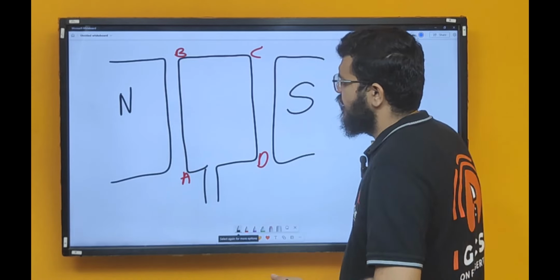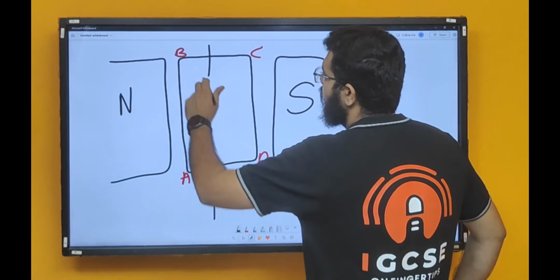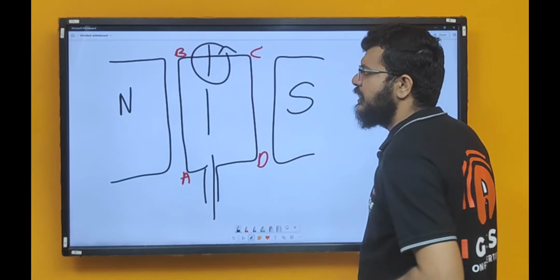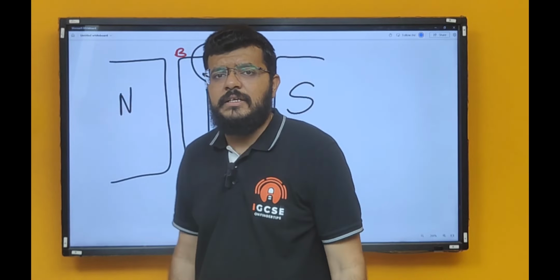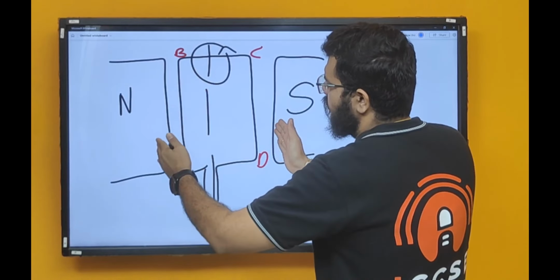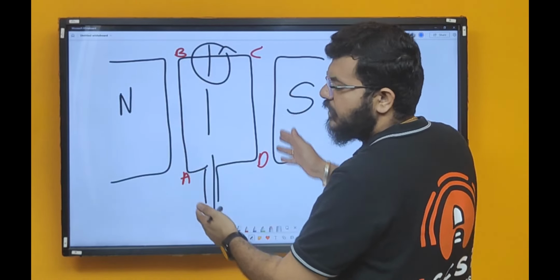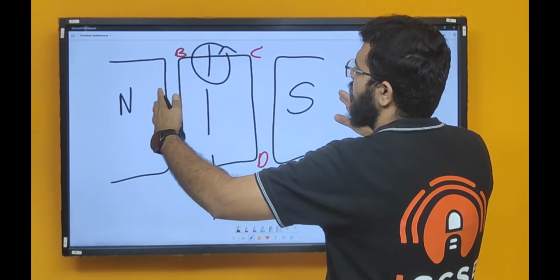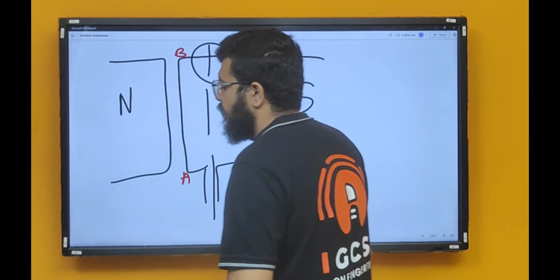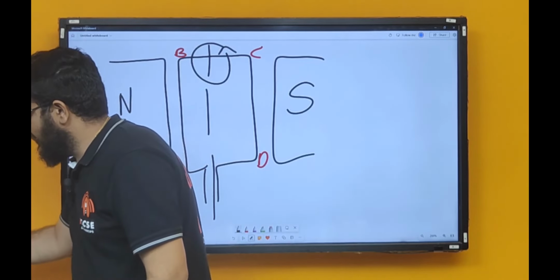Let's again understand. Let's say they are moving this coil in the same direction, in the anti-clockwise direction. Let's say that AB is moved downwards and CD is moved upwards. Let's say if it is north and south, going downwards and going upwards. Okay, so let's take a box.